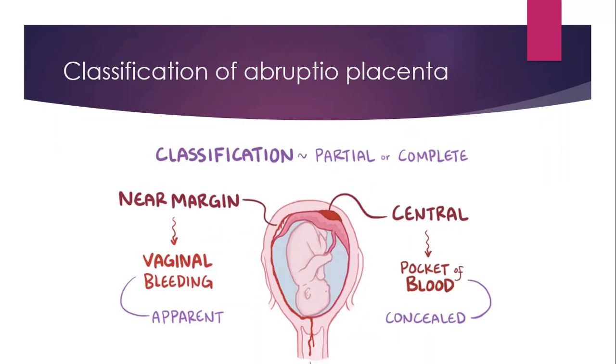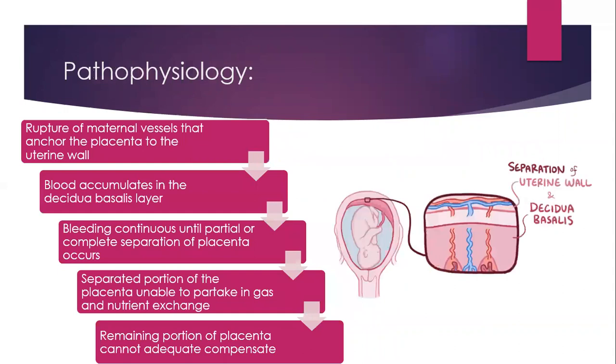With your marginal, it is near the edges of the placenta. These tend to be complete, because it causes detachment of one edge, and then it basically spreads over onto the other edge. And these are apparent abruptions, or revealed abruption placentas, because they present with vaginal bleeding.